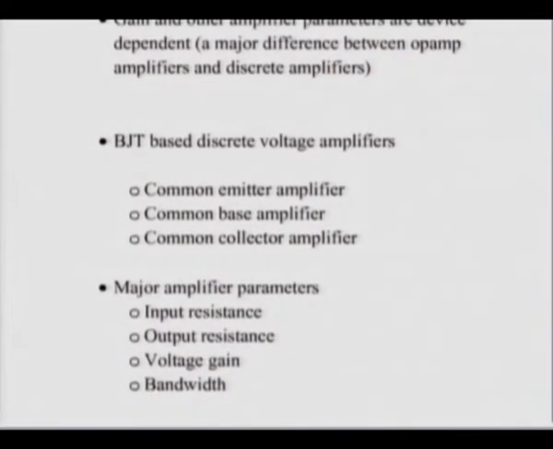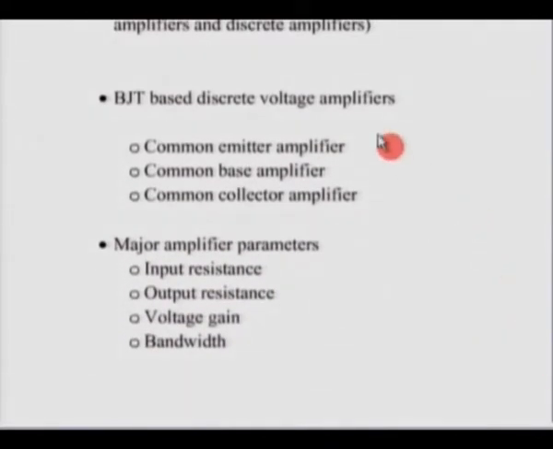When we talk about BJT based discrete voltage amplifiers, we have three amplifiers. One is the common emitter amplifier, which is the most commonly used. We will see a bit later why. Then you have the common base amplifier, and you also have the common collector amplifier. In my last lecture last week, I had mentioned the meaning of the word common. When you say common emitter amplifier, what we mean is the input signal is applied between the base and the emitter, and the output signal is taken between collector and emitter.